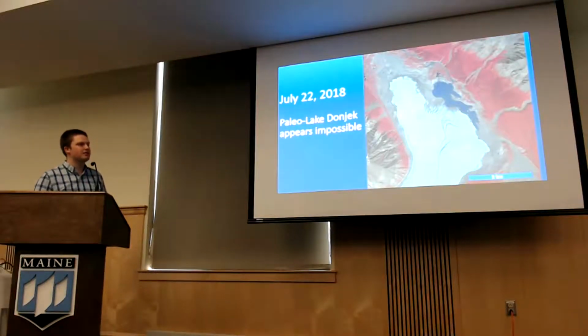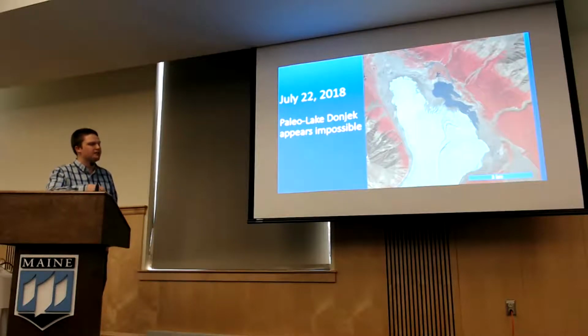More recently, this is from last summer. You see this lake formed, and this is quite a significant lake now, but nowhere near the size of Paleo Lake Donjek, which we showed earlier, which would form back here. You can see now the current edge of Donjek Glacier is quite far from the other valley wall.